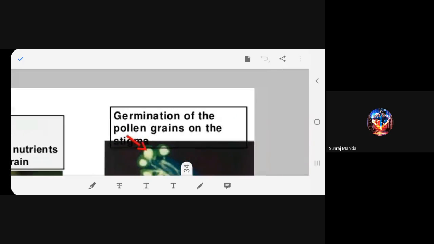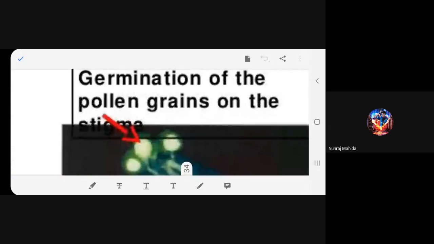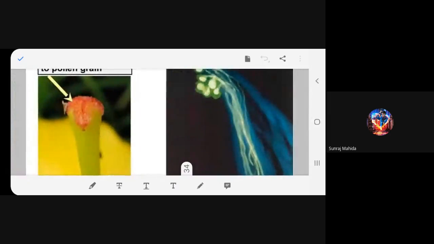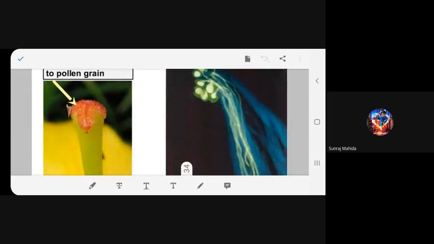Okay? So what is happening here? The pollen grains after pollination, what do they do? They start germinating on the stigma. They produce a pollen tube, which goes inside the style. This much you have understood? Yes. This is how it looks. See? Beautiful, isn't it?